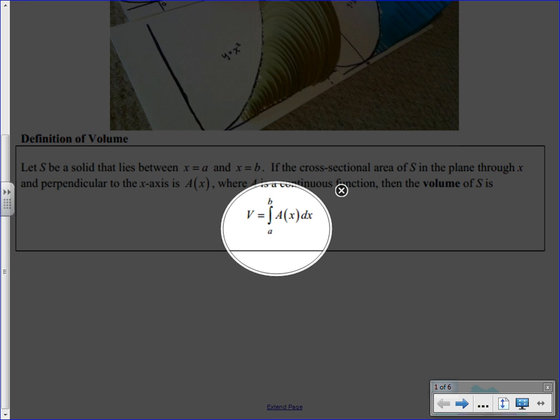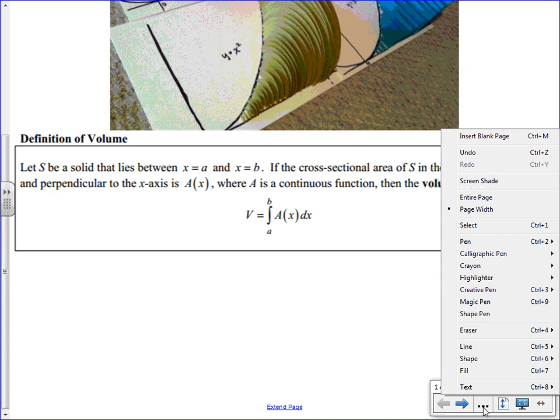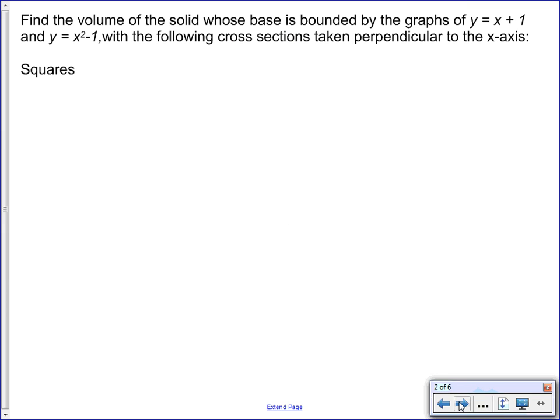Are you ready then? So I want to find the volume of a solid whose base is bounded by y equals x plus 1 and y equals x squared minus 1, with a cross-section of squares perpendicular to the x-axis. Okay, I'll give you a moment to write down whatever information you would like.